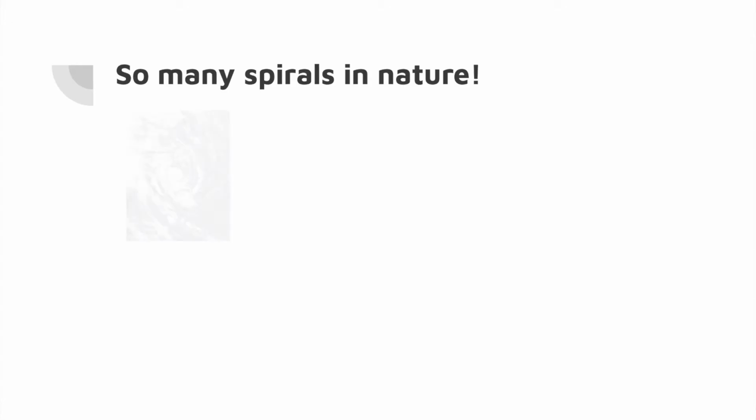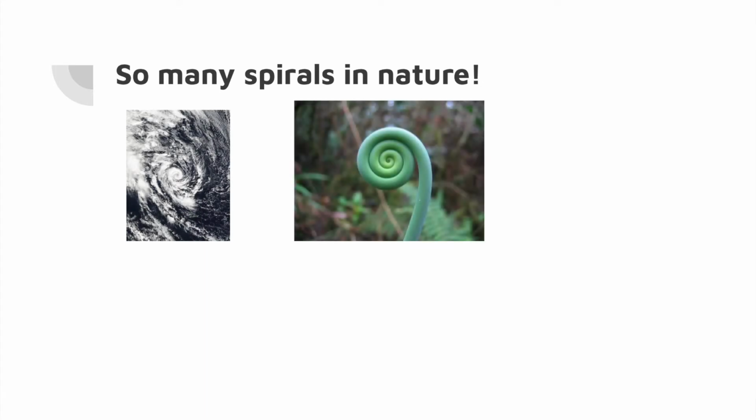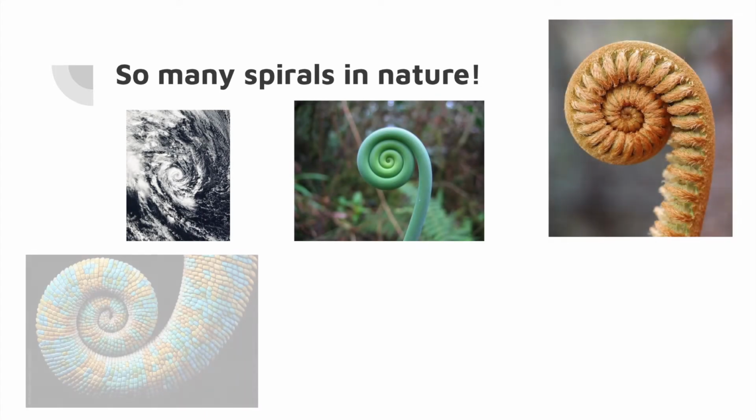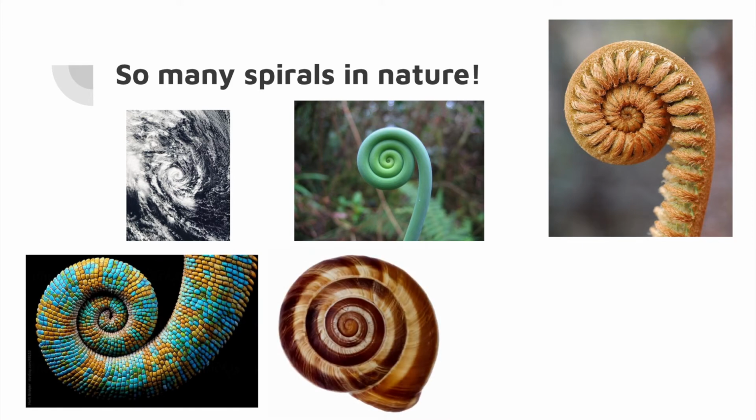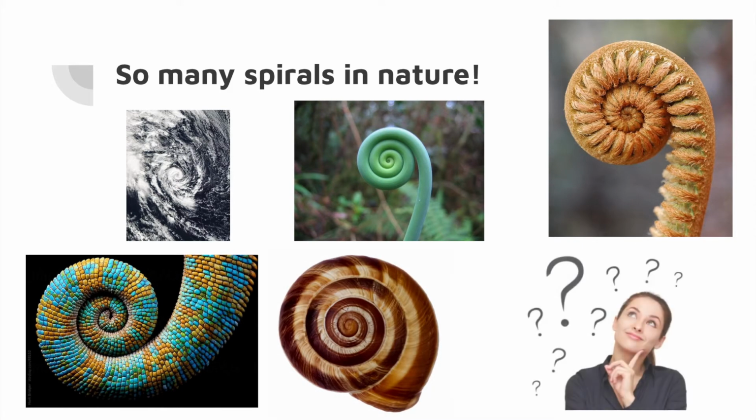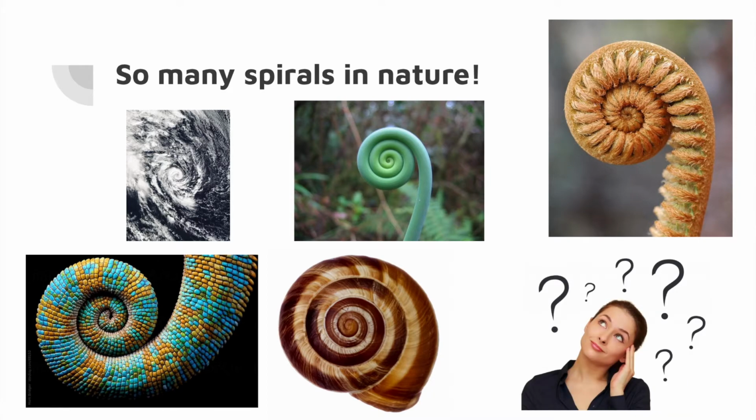Everywhere you look in nature, you'll probably find some sort of spiral pattern somewhere. From cyclones to fern fronds to seashells, nature is filled with beautiful spiral patterns. But this makes you think, why is that? What makes this pattern so prevalent and abundant in the natural world?